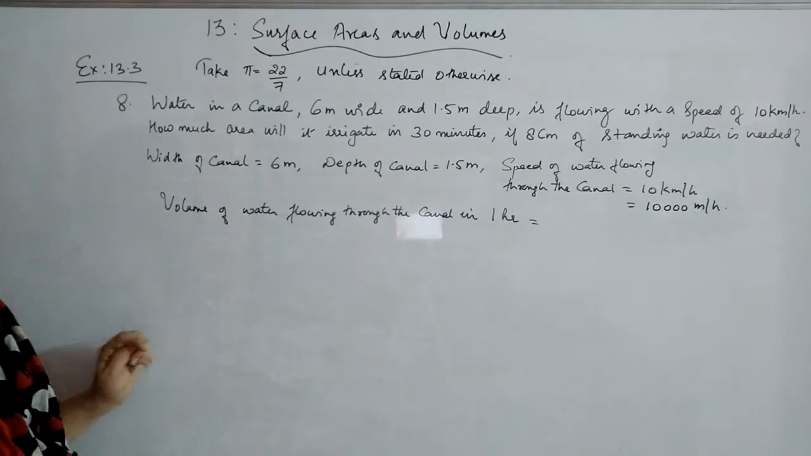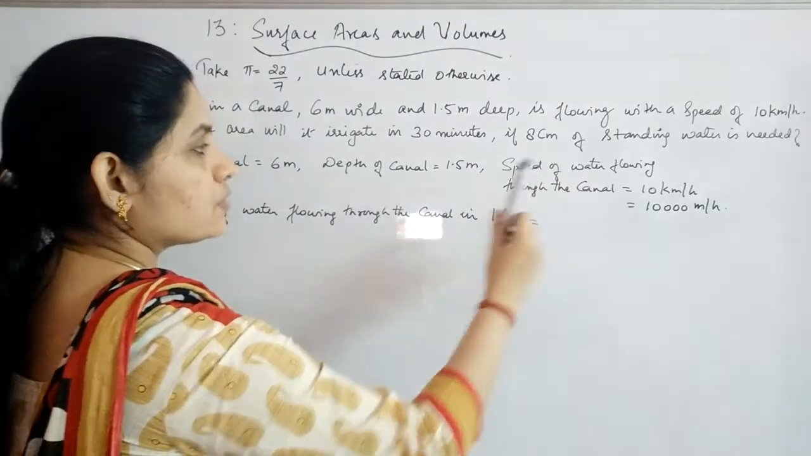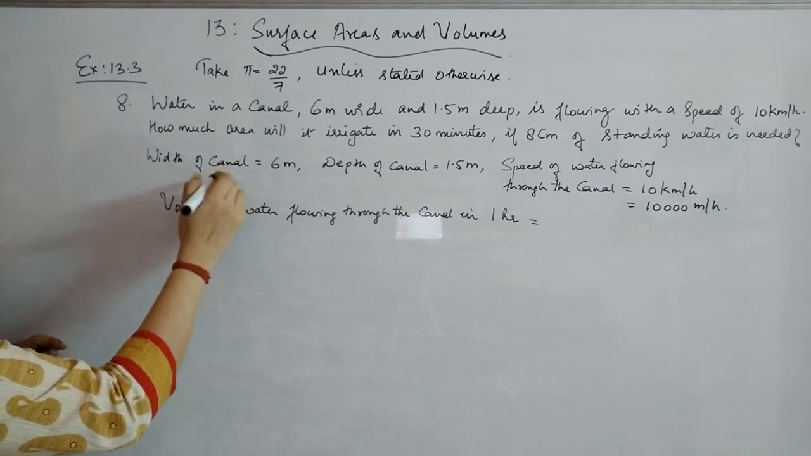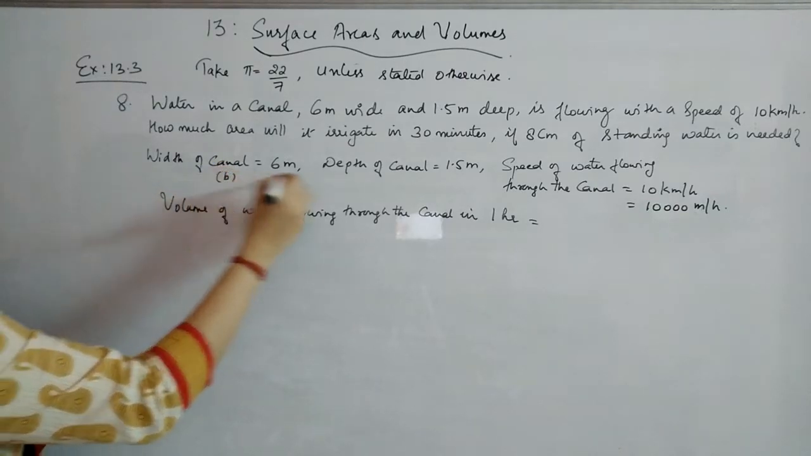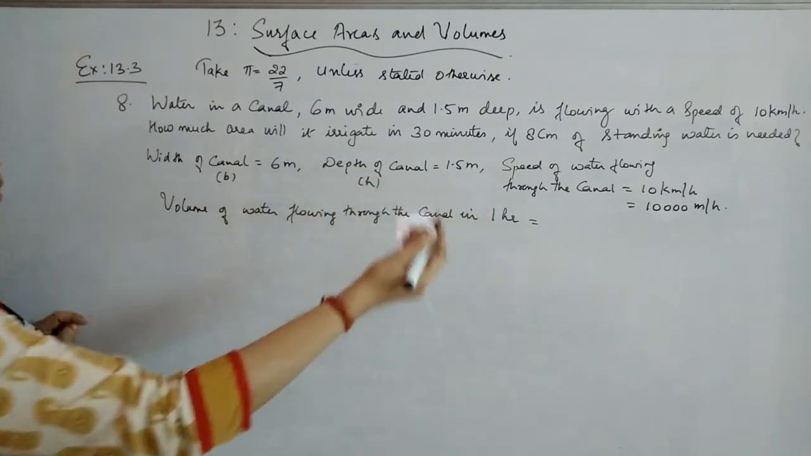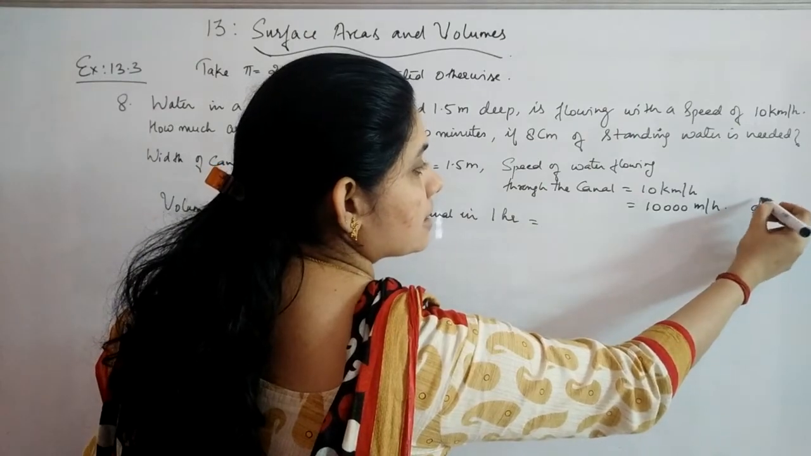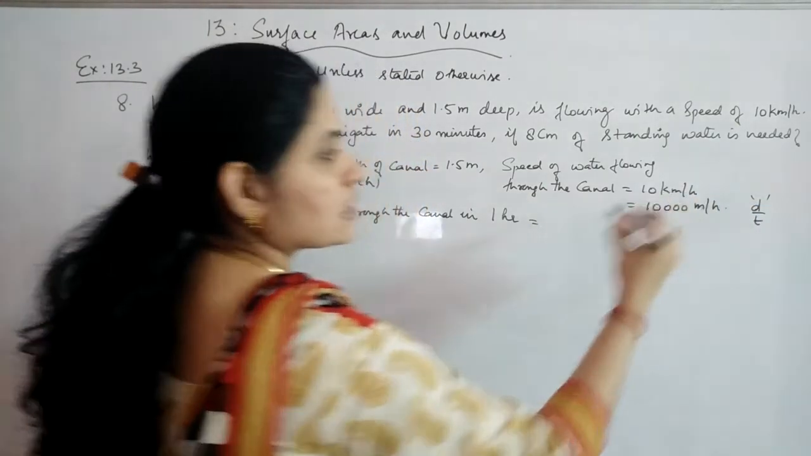Okay, in 1 hour. Why? Because it is per meter. So you will get the L into B into H concept. This is acting as width. If you take width as B, this is H, and from the speed you will get distance by time, and this distance is acting as this 10,000.